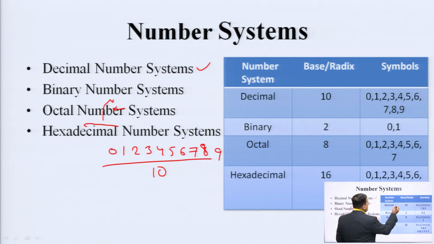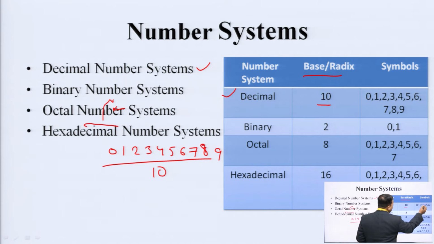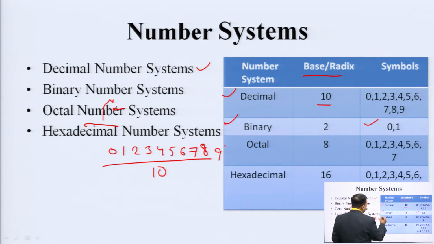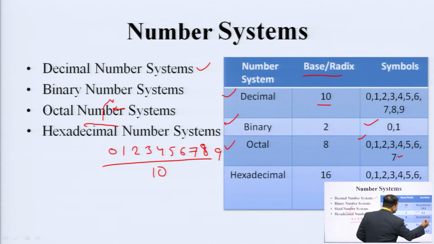So, here I have written base. What is base? The base is the number of symbols that is being offered by a number system. Here in decimal we have base 10, with symbols 0, 1, 2, 3, 4, 5, 6, 7, 8, 9. Then for the binary number system the base is 2, because only 2 symbols are offered, 0 and 1. Then in the octal number system there are a total of 8 symbols, 0 to 7: 0, 1, 2, 3, 4, 5, 6 and 7.